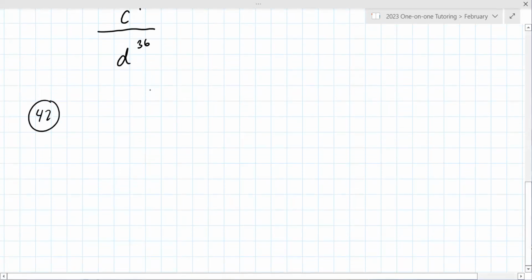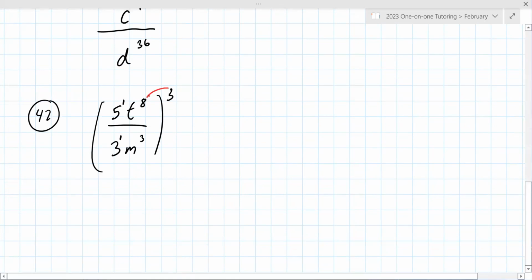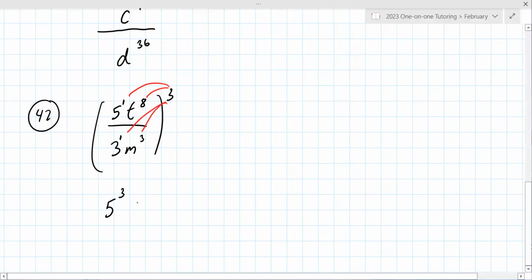Okay, 42 here. 5t to the 8th over 3m cubed. So really good to draw all the exponents in, especially as a first time seeing this. It really does make a difference here. So it's 3 times 8, 3 times 1, 3 times 3, and 3 times that 1 there. So your focus is just on the exponents: 5 to the power of 3, t to the 24th, 3 to the power of 3, m to the power of 9. Don't try to simplify it until you've done this step.